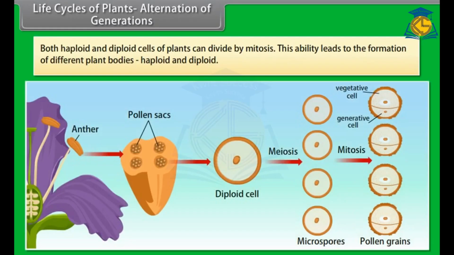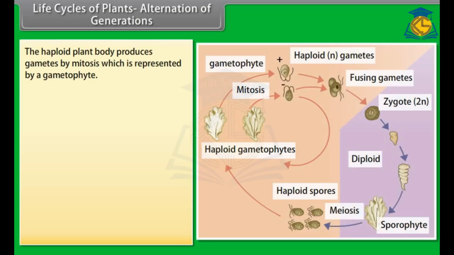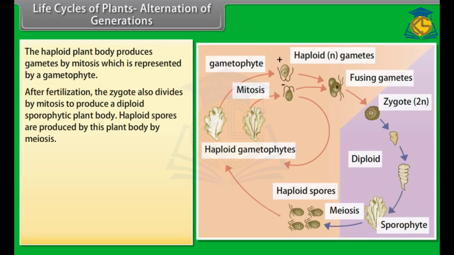Life cycles of plants, alternation of generations. Both haploid and diploid cells of plants can divide by mitosis. This ability leads to the formation of different plant bodies, haploid and diploid. The haploid plant body produces gametes by mitosis, which is represented by gametophyte. After fertilization, the zygote also divides by mitosis to produce a diploid sporophytic plant body. Haploid spores are produced by this plant body by meiosis.